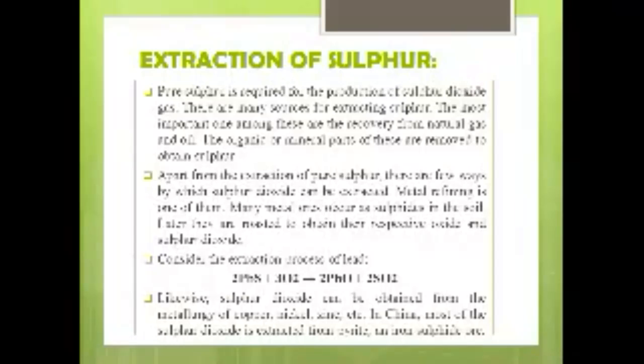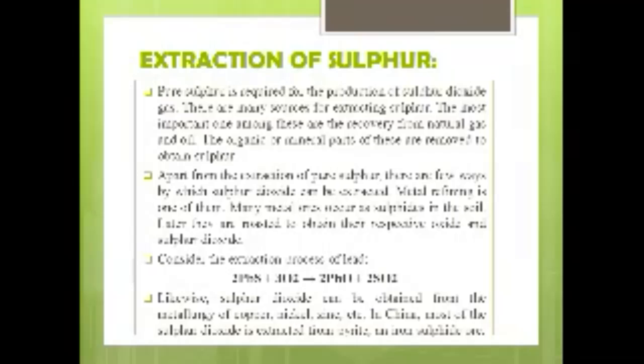But apart from the extraction of pure sulfur, there are a few ways by which sulfur dioxide can be extracted. Metal refining is one of them. Many metal ores occur as sulfides in soil, but later they are roasted to obtain their respective oxide and sulfur dioxide. So consider the extraction process of lead. When we extract lead, it produces lead oxide and sulfur dioxide. Likewise, sulfur dioxide can be obtained from metallurgy of copper, nickel, zinc, and so on.